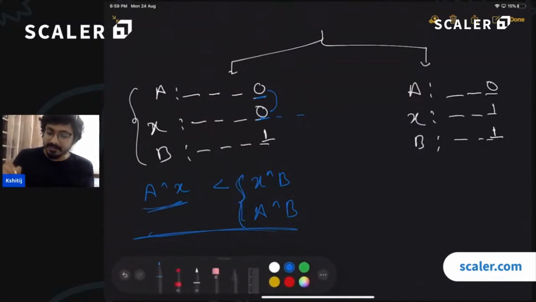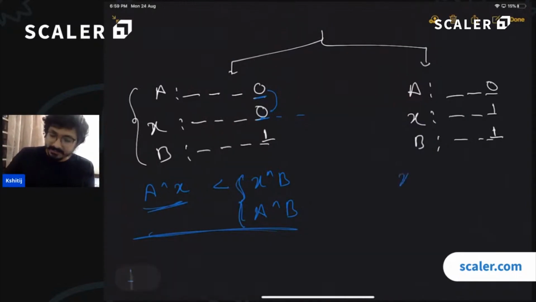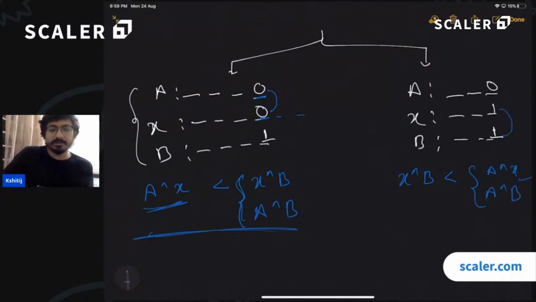If X has a value 1 in this case, then can I say that X XOR B is always going to be less than A XOR X and A XOR B? Yes, because in this case these two are going to have the same bit at this position and the rest of the bits are the same, right? So they will have the first different bit more on the left side, correct?